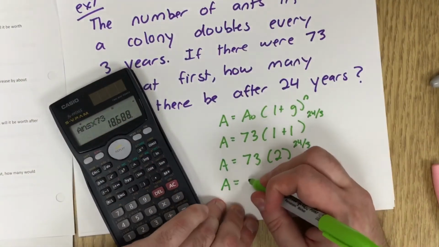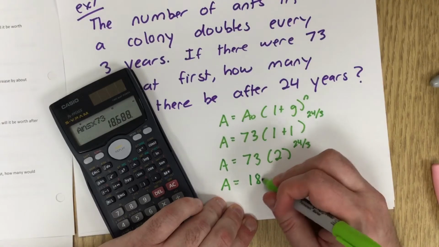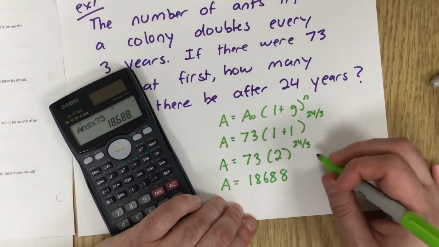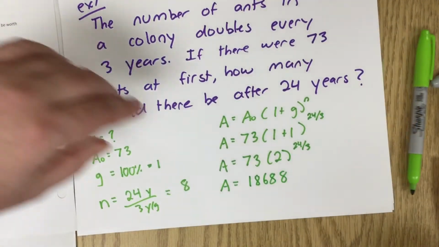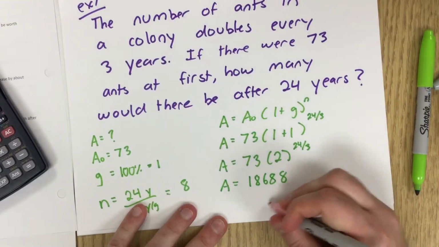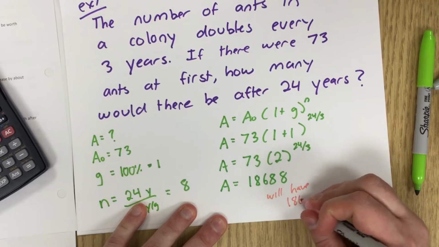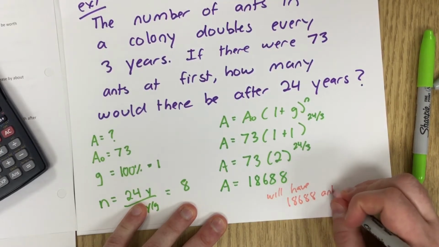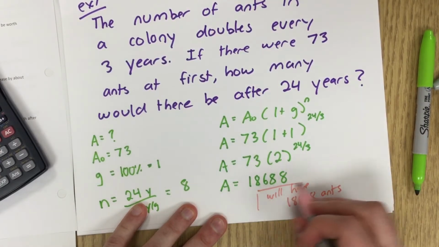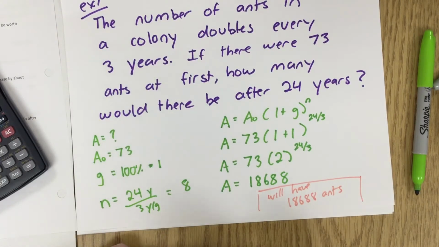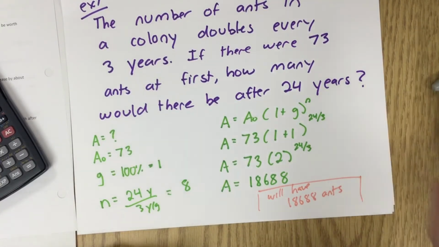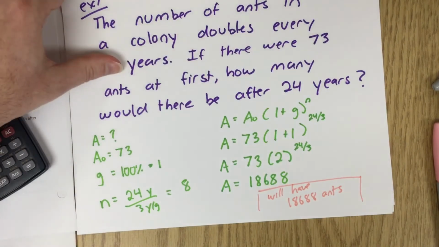And we're going to have 18,688 ants crawling around after 24 years, starting with only 73. And that's doubling every 3 years. It might even double faster than that.